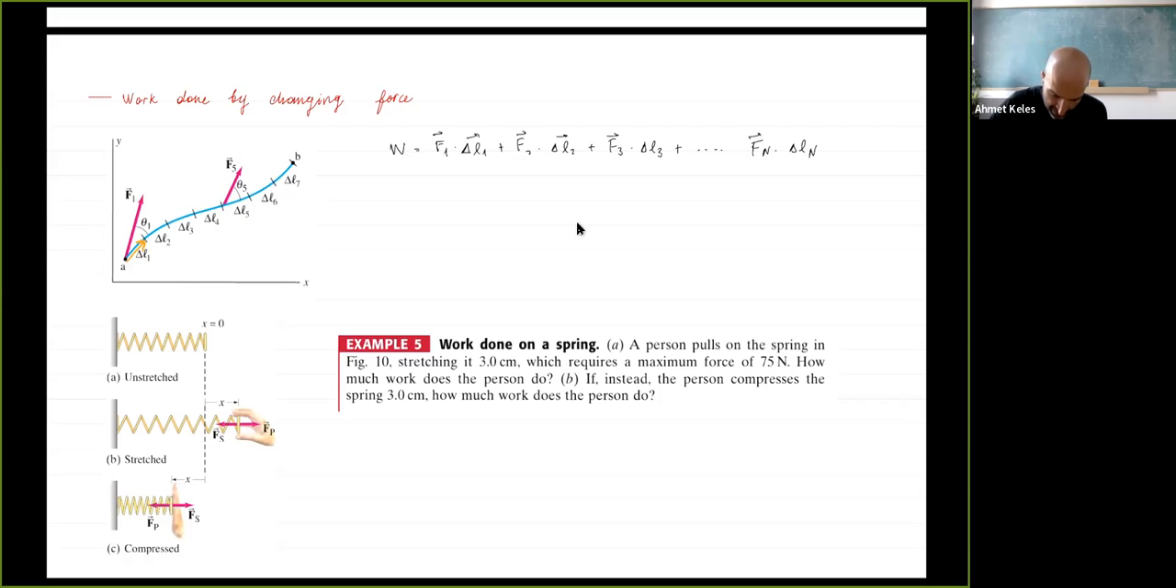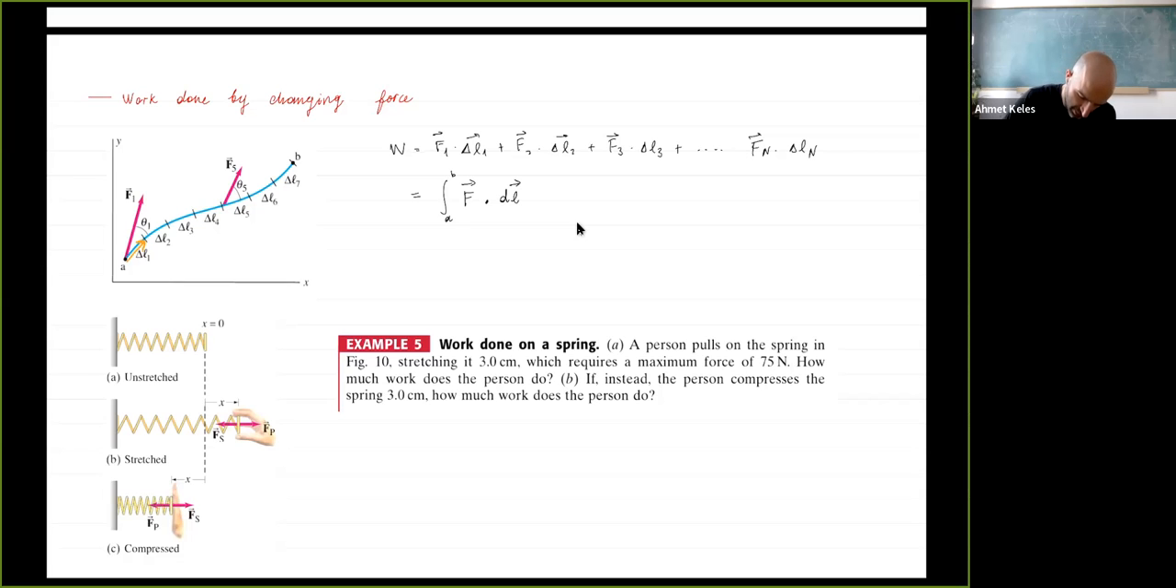And I need to sum these things. So of course, the reasonable thing is to take these delta L's to go to 0. But when delta L goes to 0, this sum is going to be an integral. And the way we do this is we say F, which depends on the path, dotted with dL, and we take it from A to B. Is that clear?